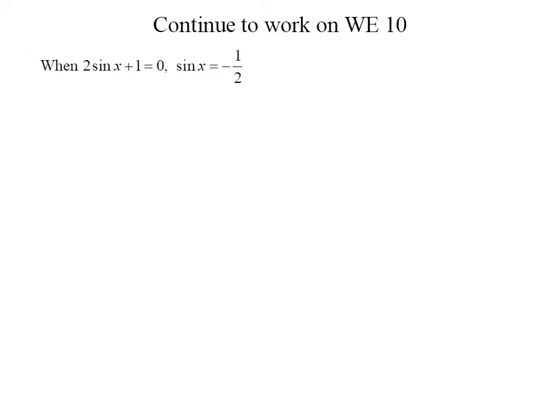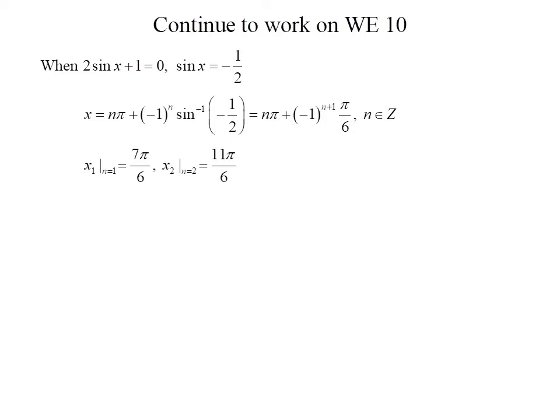Here we continue to work on equation 1 of example 10. When 2 sine x plus 1 equals 0, sine x equals negative 1 over 2. So, we may use the general solution formula here to express the x value, which equals n pi plus (-1) to the power of n plus 1, then times pi over 6, where n is an integer. Hence, x sub 1 equals 7 pi over 6 when n is 1. X sub 2 equals 11 pi over 6 when n is 2.